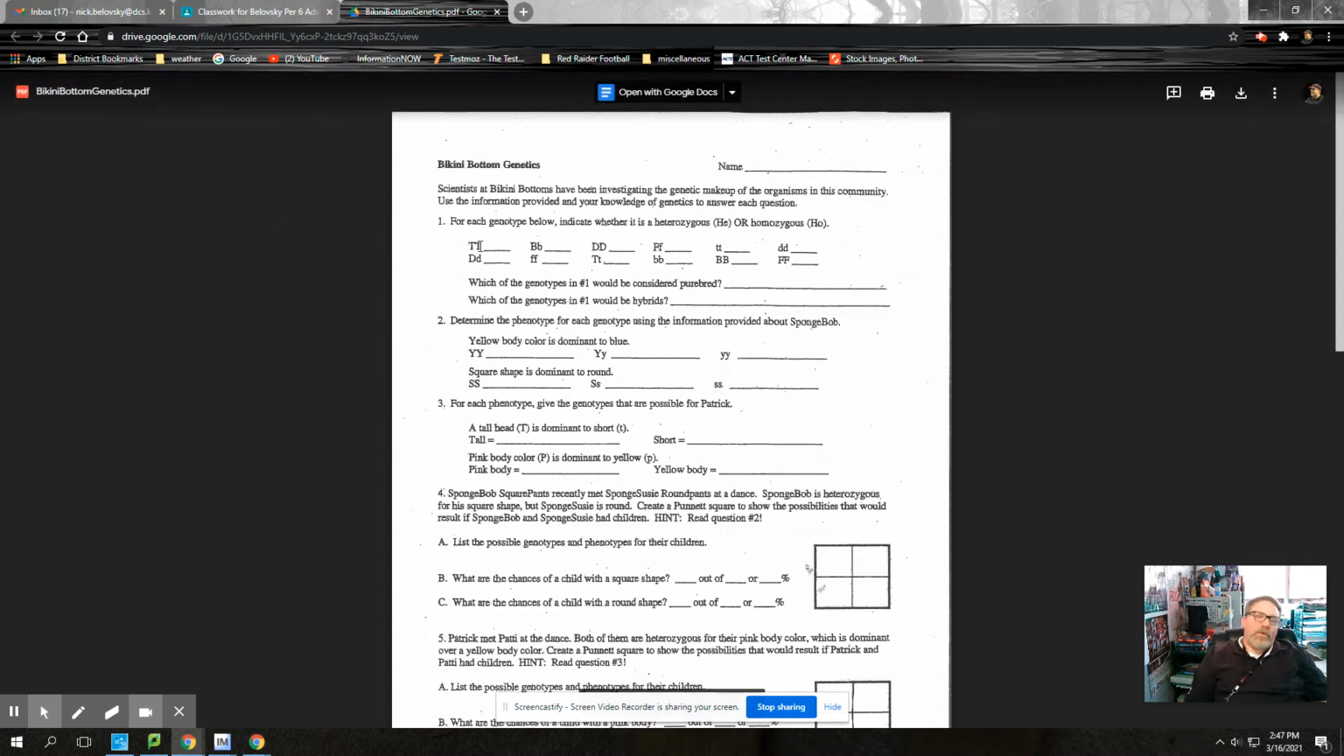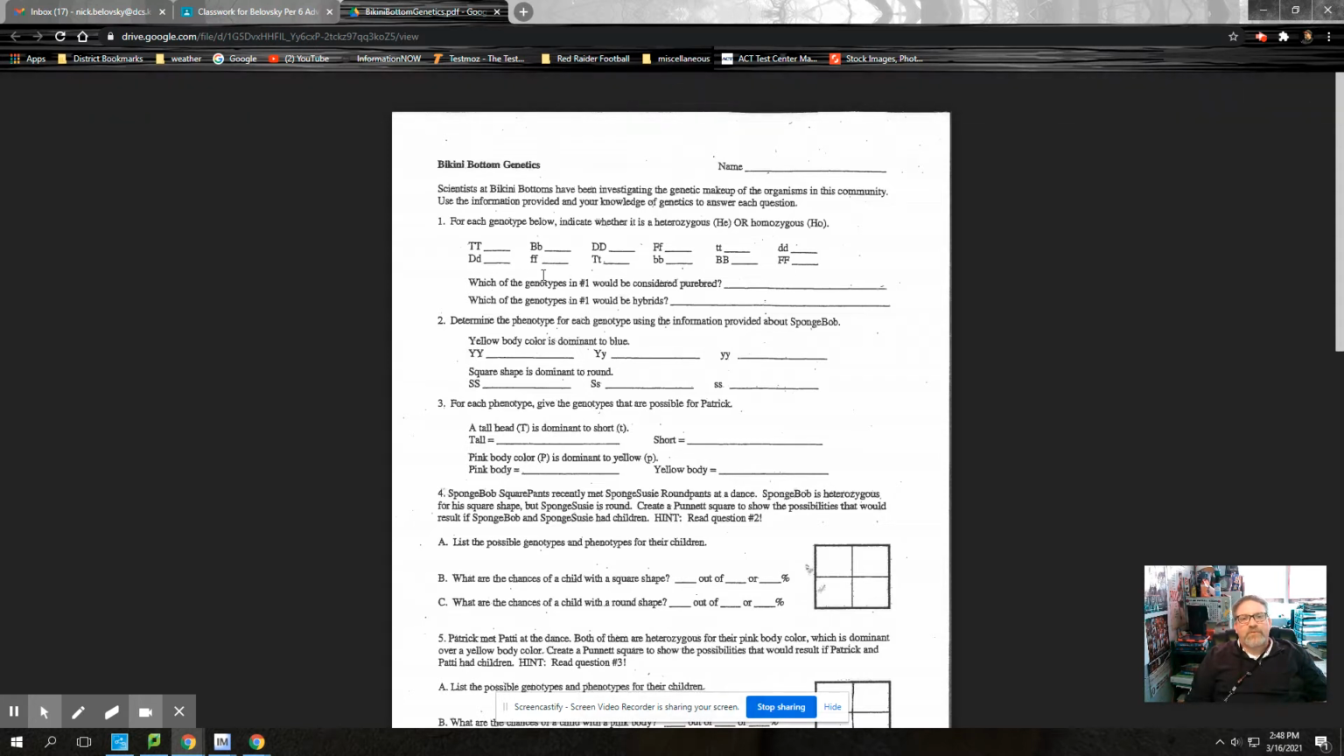Big T, what would that be? Well, that would be homozygous because they are the same. You've got a big and a big. Look at the next one here. Big B, little b. What have you got there? Well, that right there is heterozygous because they are different. You've got a big letter and a little letter. All right, so that is HE for heterozygous. So you can do the rest of these on your own.